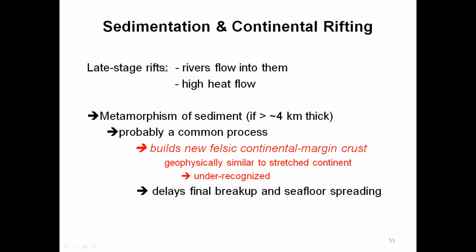For large late-stage rifts, it's very common for large rivers to flow into them, and usually they have very high heat flow. If the sediment is thicker than 4 km, metamorphism of sediment is very possible. This probably is a common process which builds new felsic continental margin crust. This new crust is geophysically similar to stretched continents, which means it may be unrecognized when interpreting passive margins. This process also delays final breakup and seafloor spreading.